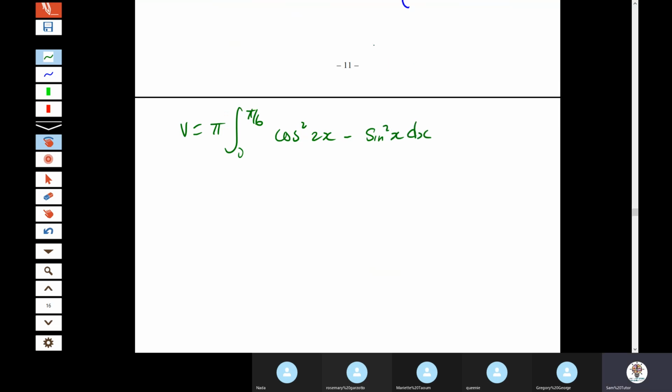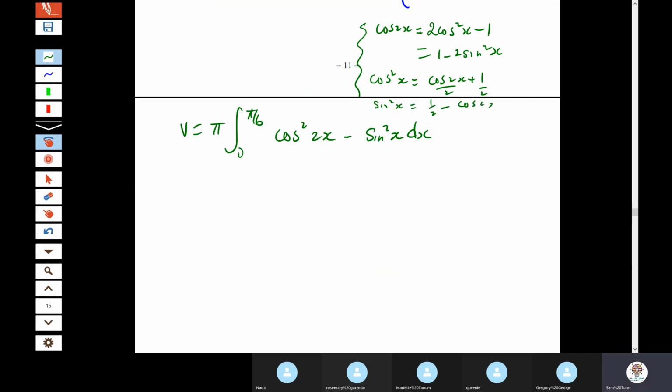and just on the top here, we'll write our formulas. Cos 2x equals 2 cos squared x minus 1, and therefore from that we end up getting cos squared x equals (cos 2x plus 1) on 2, and the other one you get sine squared x equals half minus cos 2x on 2.